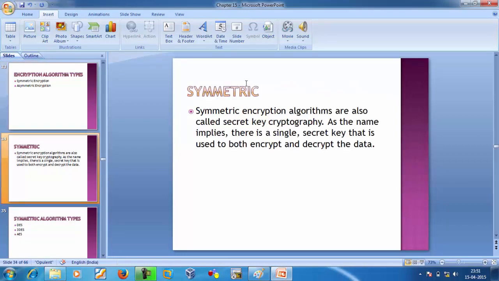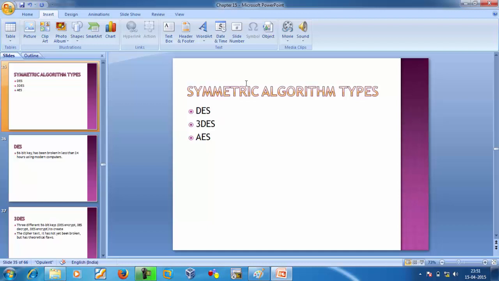Symmetric encryption algorithms are also called secret key cryptography. As the name implies, there is a single key, a secret key, that is used to encrypt or decrypt data. Examples are DES, triple DES, and AES. Again, symmetric algorithms are DES, triple DES, and AES.